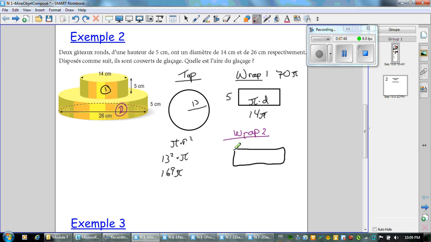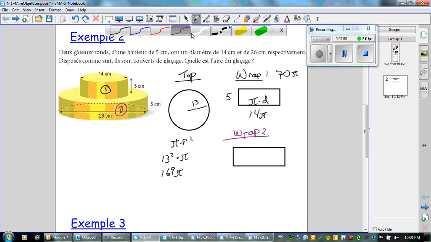This one would be a little bit longer. And remember that it's the height, which is 5, the same. And then it's the diameter multiplied by pi, which is 26 pi. So the area of that would be 5 times 26, which is 5 times 20 is 100, 5 times 6 is 30. So 100 plus 30 is 130 multiplied by pi, and I just leave it like that.